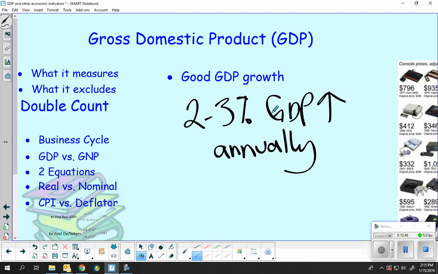Any more than that, they'll try to slow down. Any less than that, the economy, the Federal Reserve or Congress or whatever, they will try to speed up if it's less than 2 to 3%.